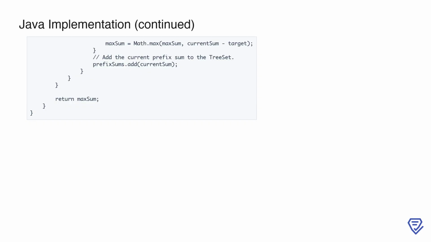After checking for the prefix, we add the current sum to the tree set to keep track of all prefix sums encountered so far. This process ensures that we evaluate all possible row sums within the current column range while maintaining the constraint that the maximum sum does not exceed k. Once all possible column pairs and their corresponding row sums have been processed, we return max sum as the result. This approach efficiently combines prefix sums and binary search via the tree set to handle the constraints of the problem, ensuring that we find the optimal solution within the given matrix.